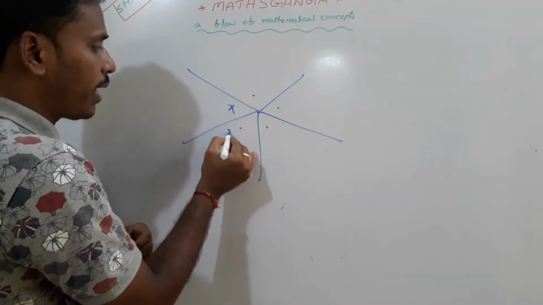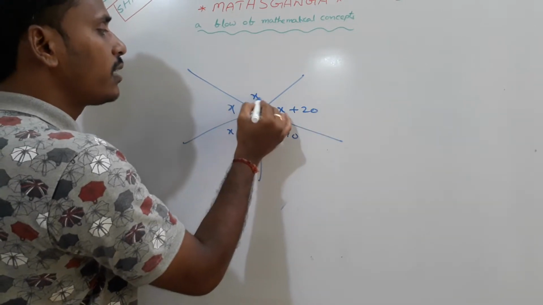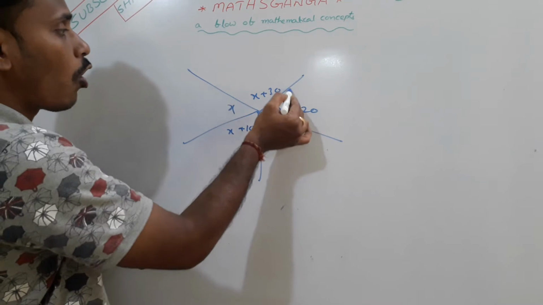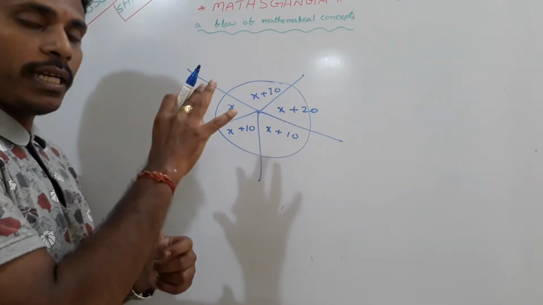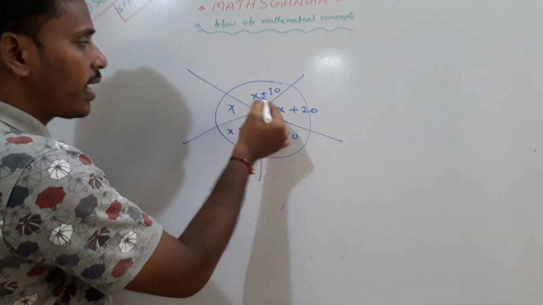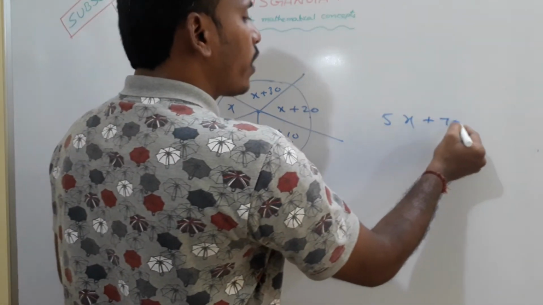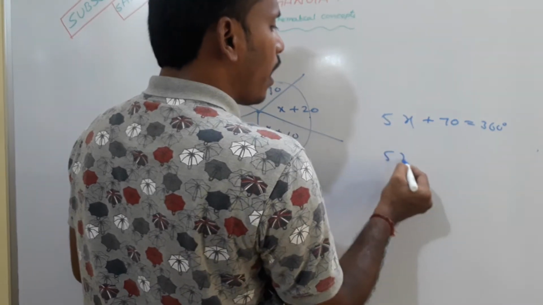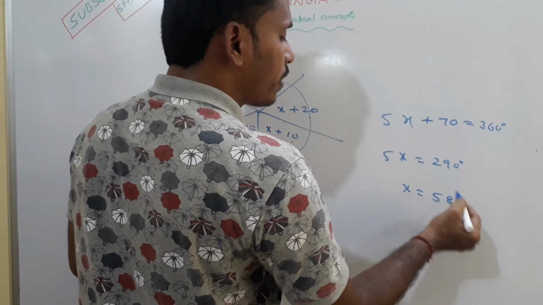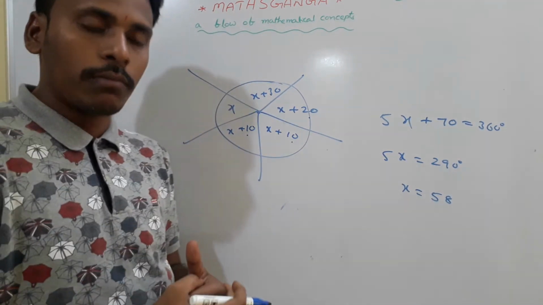Suppose we write this as x, this as x plus 10, this as x plus 10, this as x plus 20, and this as x plus 30. And we need to calculate the measure of the angle x. It is very clear that all these angles are formed at a point which forms a complete rotation, a complete angle, which is nothing but 360 degrees. So if you add all these, it is 5x, 30 plus 20 is 50, plus 10 is 60, plus 10 is 70. 5x plus 70 is equal to 360, and from there 5x is equal to 290, and x is equal to 58. So the measure of angle x is 58 degrees. So this is another simple problem based on angles.